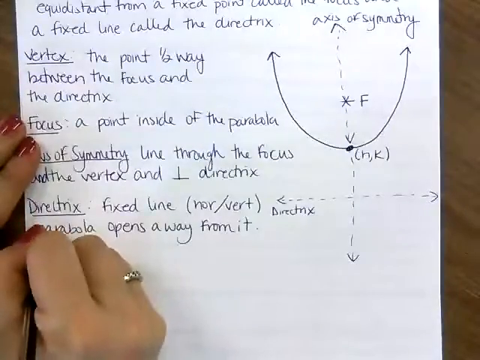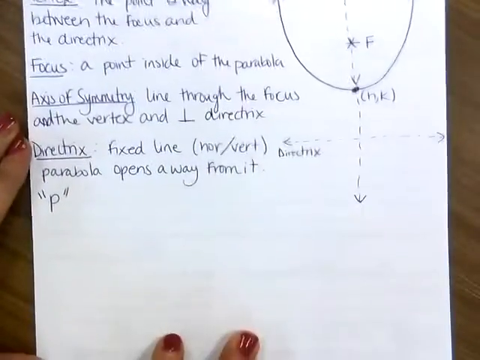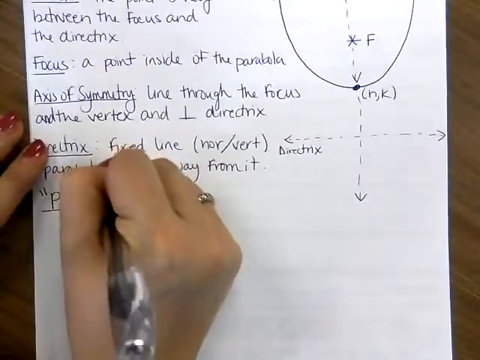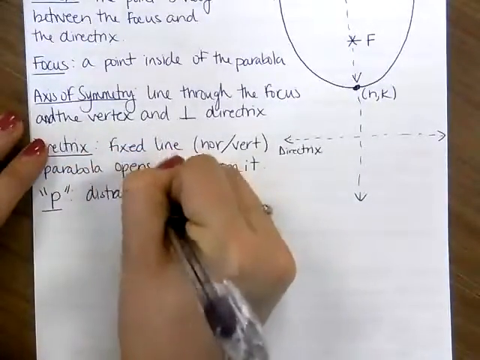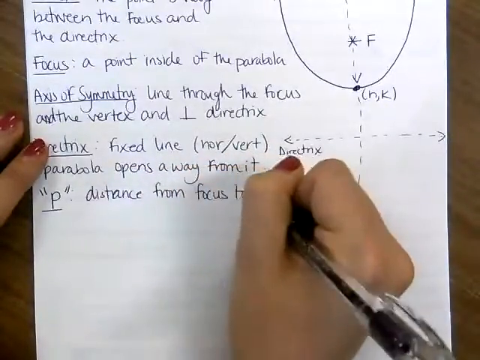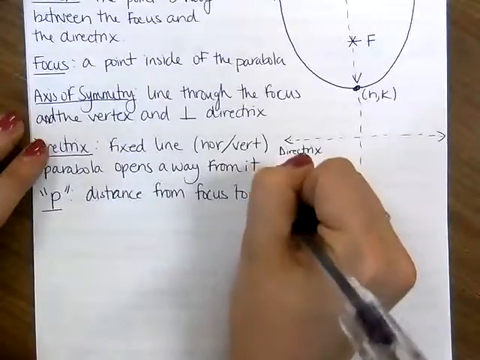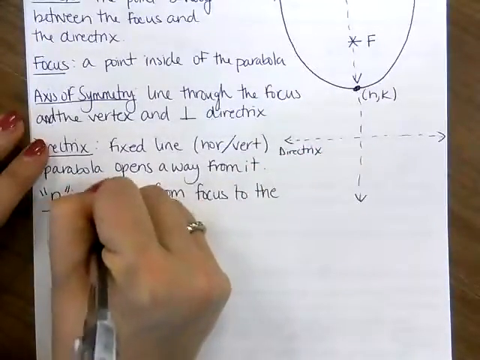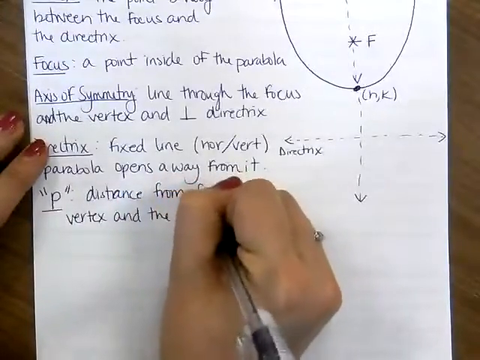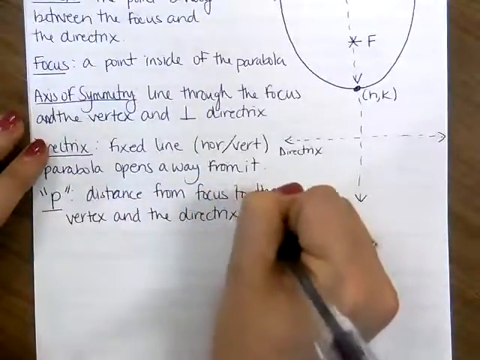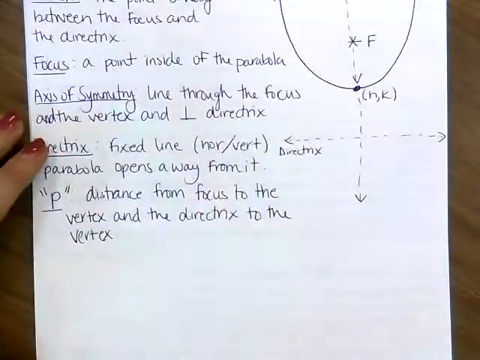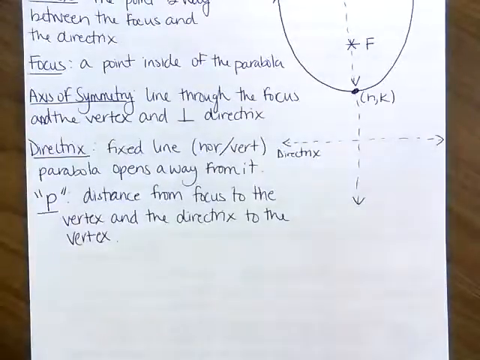Okay, then there is this distance p. Okay, p is the distance from the focus to the vertex, and from the directrix up to the vertex. We learned most of this. Yeah, you learned all of these terms last year.